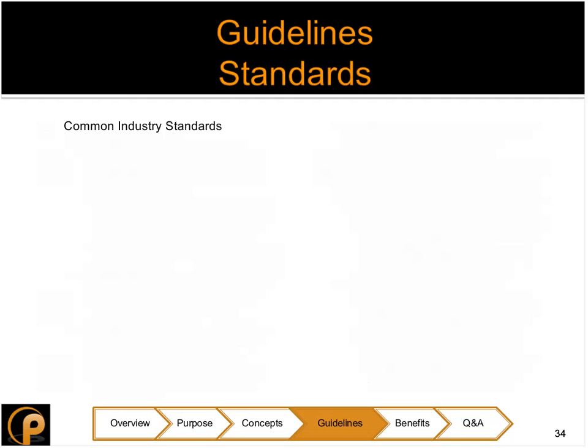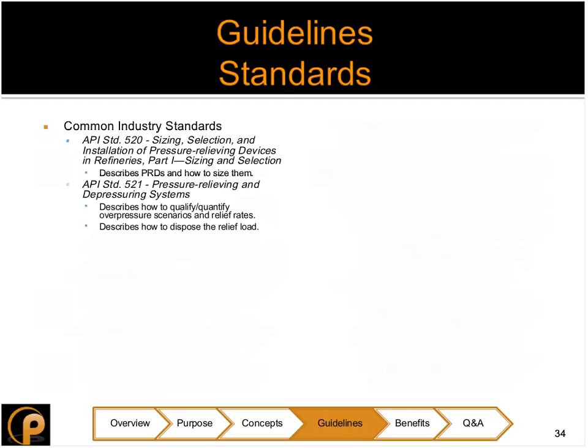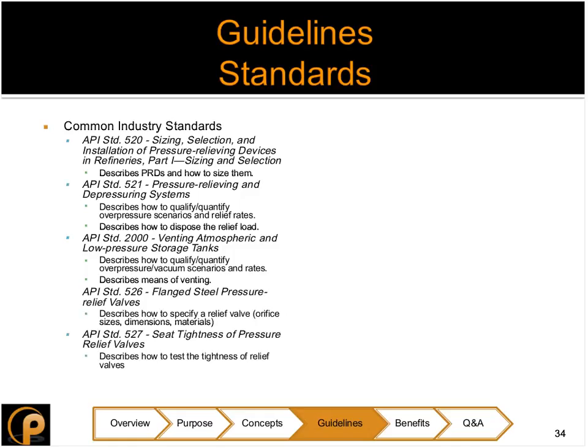So what about industry standards? The most common with respect to pressure relief systems are API 521 Part 1, API 520 Part 1 and API 521. Remember, standards tell us not what, but how we shall do something. You shall provide overpressure protection by considering these scenarios and sizing relief device in this manner.